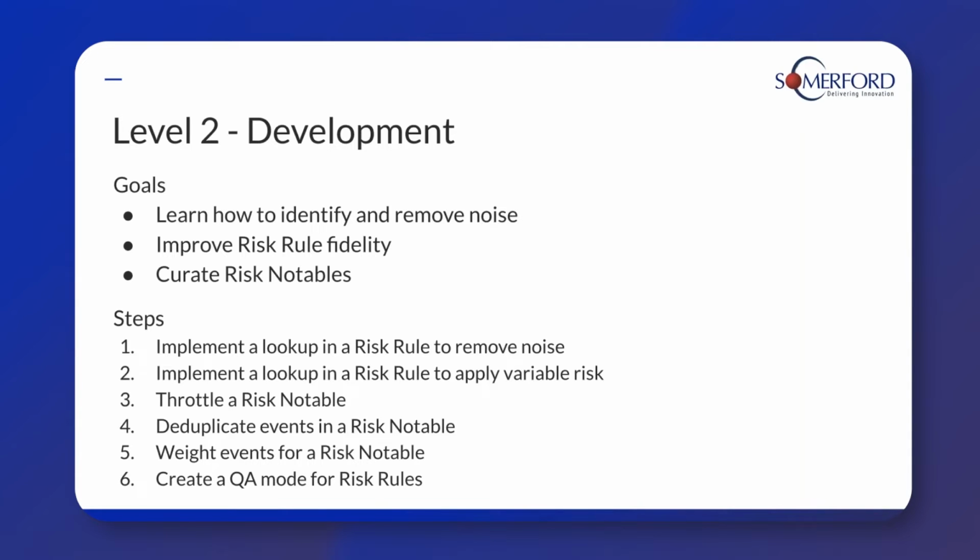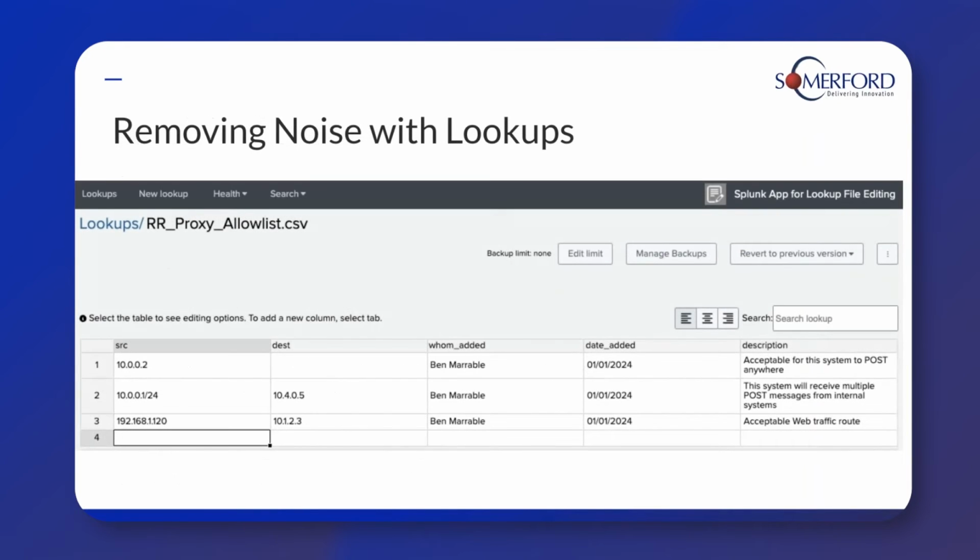And we can obviously create a QA mode, which is really important when we've got it in production, but we then want to be able to expand upon it and develop it further and look at things in a QA mode so that they don't trigger risk notables, but they are involved now. We can see them in index equals risk. So let's start with step 1: removing noise with lookups.